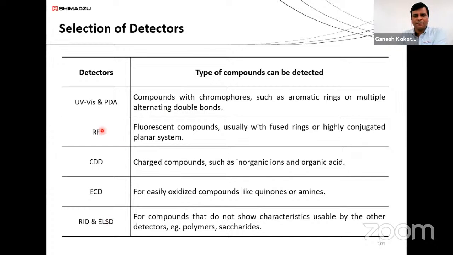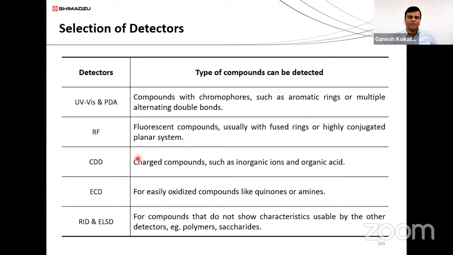And if the compound is fluorescent in nature or fused with a ring or maybe highly conjugated planar, then fluorescent detector is useful. If the compound is having chromophore, obviously, such as aromatic ring or multiple alternative double bonds, UV or PDA detector is useful. But if I don't know the lambda max of a compound, I will definitely go with PDA.